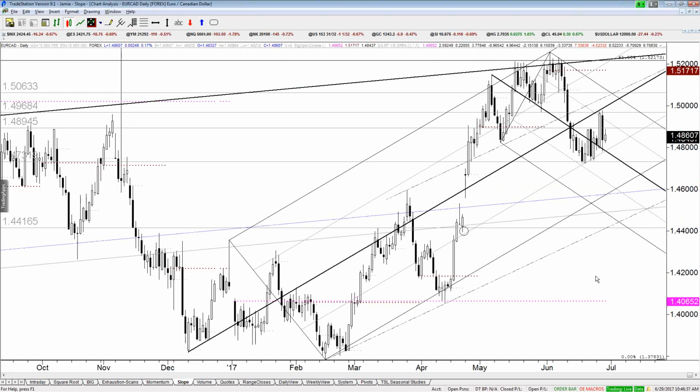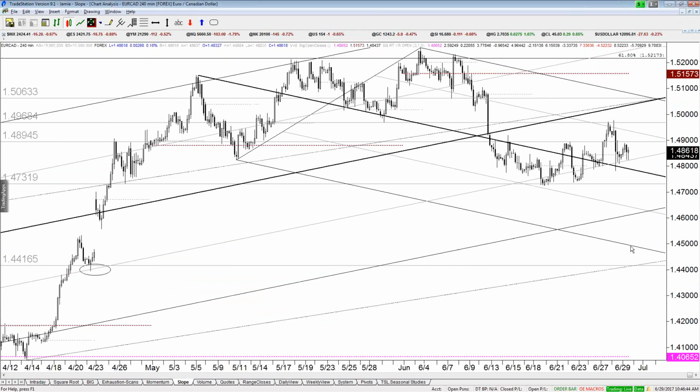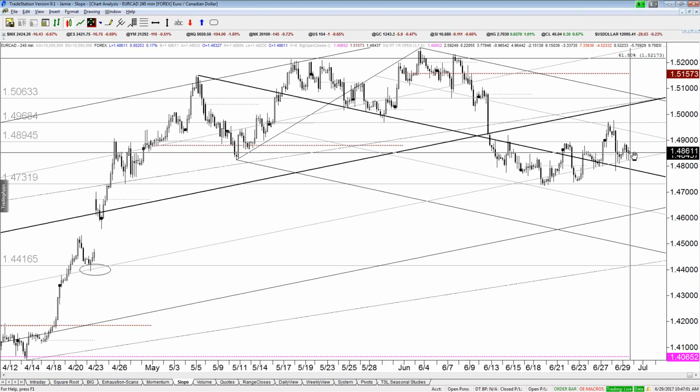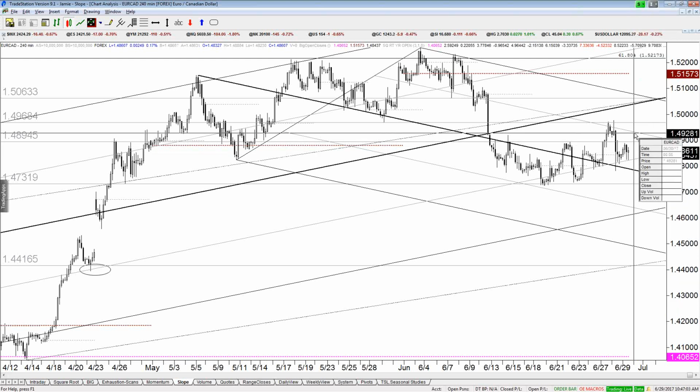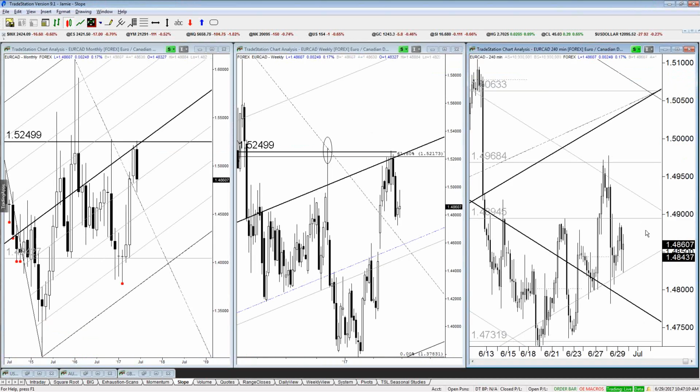Euro CAD. Slope's working well here. More or less support on the 75 line. Got resistance on the 25 line. Looking for resistance up at 48.95. Pretty much got it. High last night 48.88 this morning. But yeah, this looks like it could be getting ready for another leg down too.